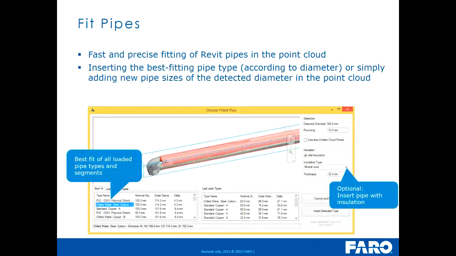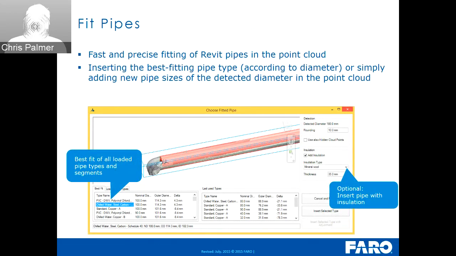Okay, I'll quickly run through a few slides, and then we'll drop into Revit itself, and I'll show you how some of these tools work. Very importantly, the new main tool we've got, which is really interesting for a lot of people, is the ability to best fit pipes to the point cloud. We've loaded in our components and some piping families, and what we can do now is fast and precisely fit pipes to the point cloud.